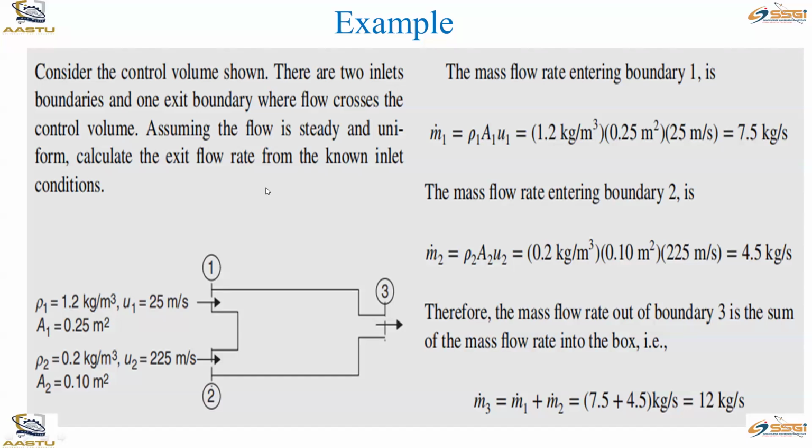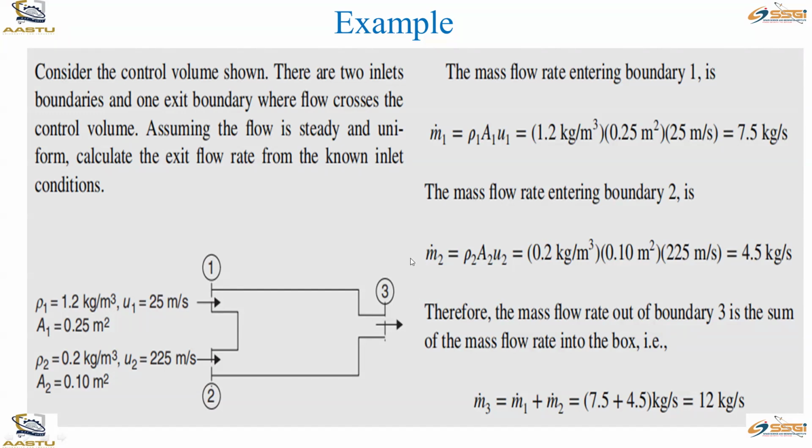What we are going to do is assume the flow is steady and uniform. A steady flow means the time rate of change of any quantity is equal to 0. Calculate the exit flow rate from the unknown outlet. So we have 2 inlets and 1 outlet. Look, 2 inlets are there, 1 outlet is there. The outlet is at point 3.